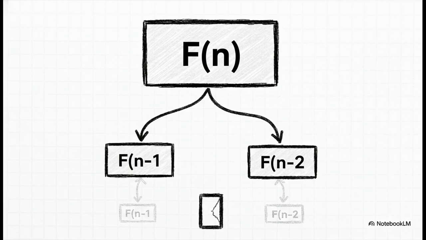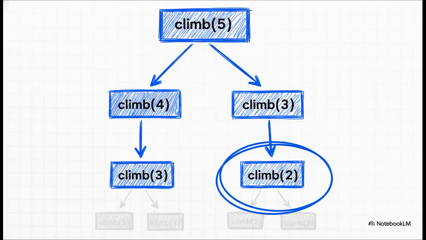But, there's a catch, a big one. So here's the trap. Let's say we want to calculate the ways for 5 steps. Our function goes, okay, I need the answer for 4 and the answer for 3. Simple enough. But then, to get the answer for 4, it says, okay, I need the answer for 3 and the answer for 2. Wait a second. Did you catch that? We're now calculating the answer for 3 steps twice. And this is just for 5 steps. As that number gets bigger, this problem doesn't just grow, it explodes. You get this massive tree of the same calculations being done over and over and over again.